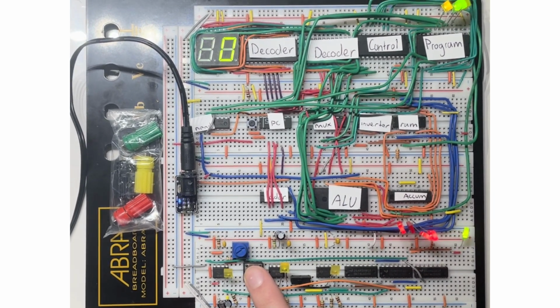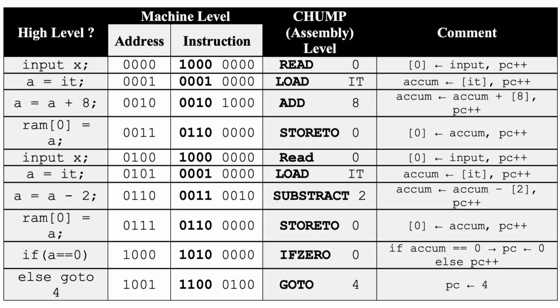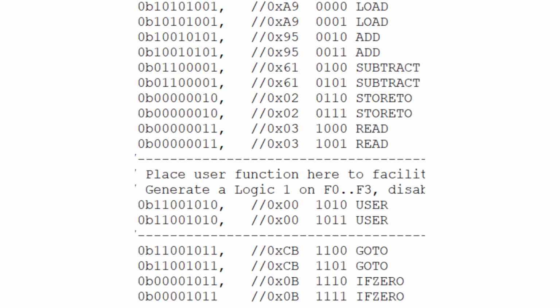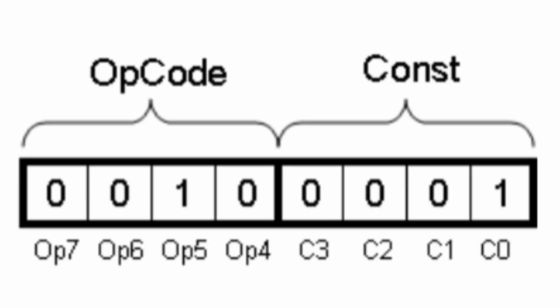As for the code, this Chumpanese language code subtracts 2 from a value of 8 until the value reaches 0. After this code is burned onto the program EEPROM, the control EEPROM reads the current opcode from the program EEPROM and uses it as its address. The opcode determines which instruction to run.